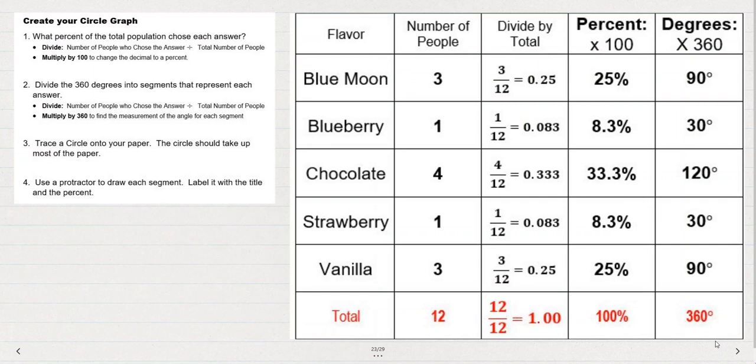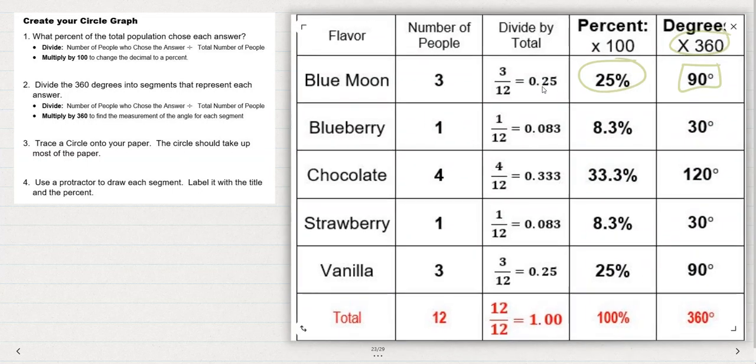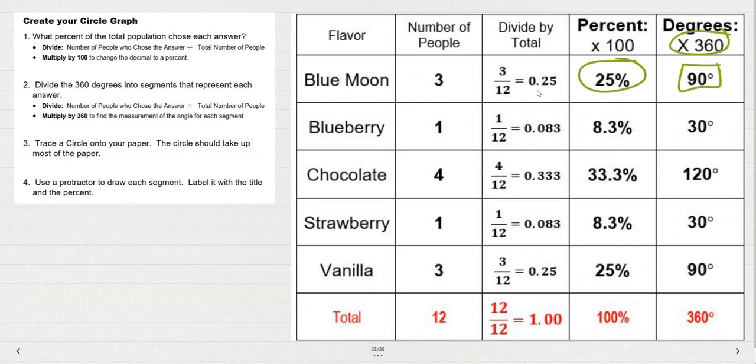You can see that 3 divided by 12 was 0.25. 0.25 times 360 degrees gave me the 90 degrees. And 0.25 times 100 gave me the 25%. Remember, to multiply by 100, I'm simply going to move that decimal 2 places to the right. But if you're more comfortable doing so when that number's in your calculator, you can just multiply by 100. Make sure that when you do the multiplication that you're not using a rounded answer.